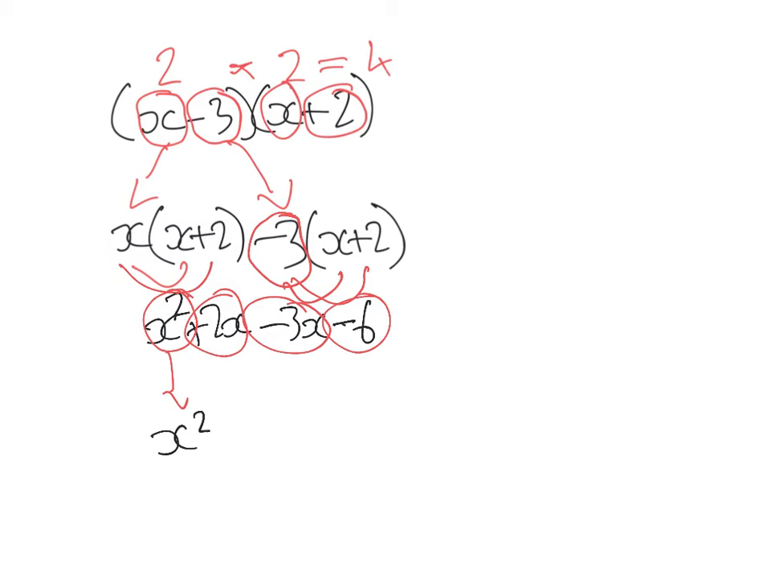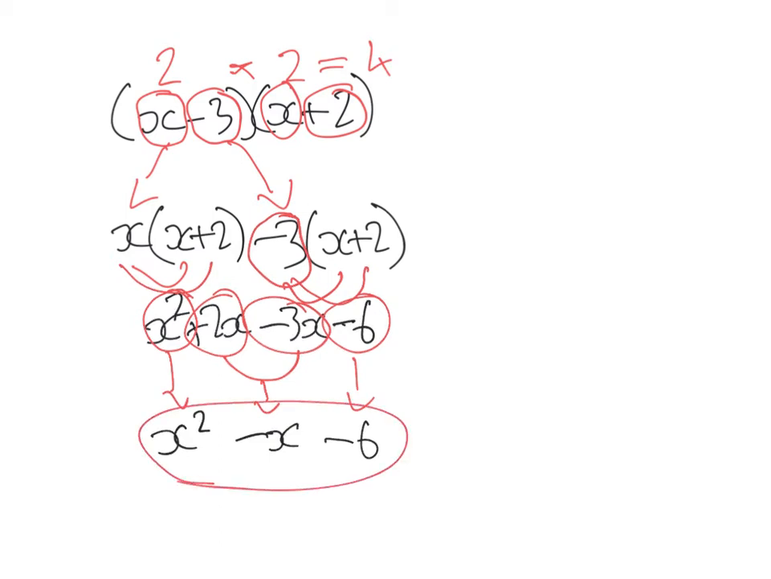How many x terms do we have? Well, we have 2 x terms, so we have to add them together. So we have +2x, take away 3x, so that becomes -x. And then we have one number term, which is a -6, so that goes down there. And then this is our answer. Okay, so that's called multiplying out brackets or expanding double brackets.